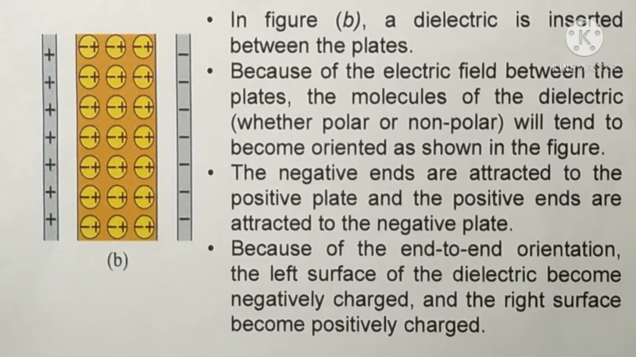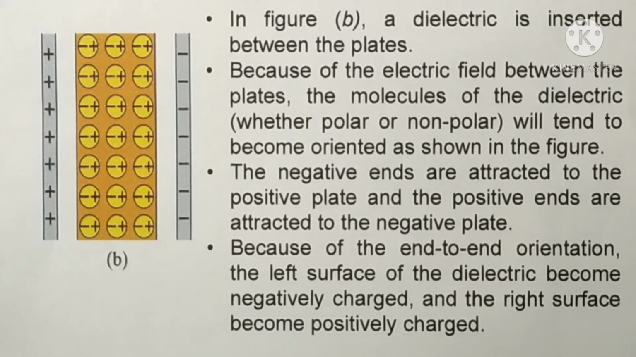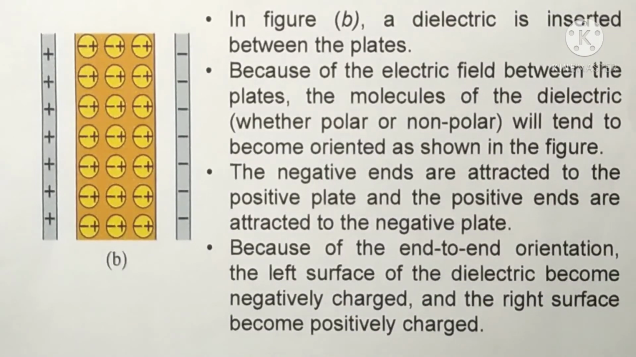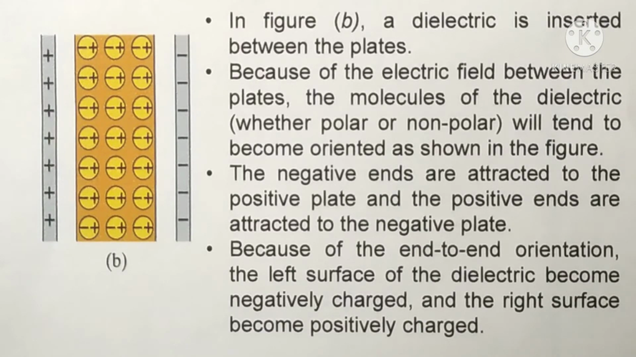In figure B, a dielectric is inserted between the plates. Because of the electric field between the plates, the molecules of the dielectric, whether polar or non-polar, will tend to become oriented as shown in the figure. The negative ends are attracted to the positive plate and the positive ends are attracted to the negative plate. Because of the end-to-end orientation, the left surface of the dielectric becomes negatively charged and the right surface becomes positively charged.